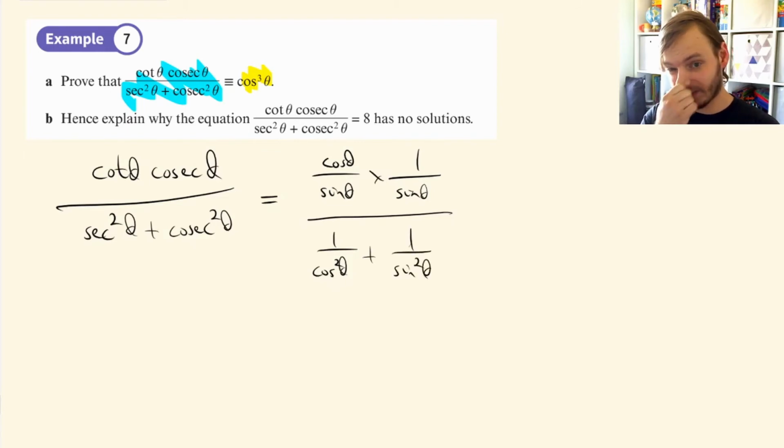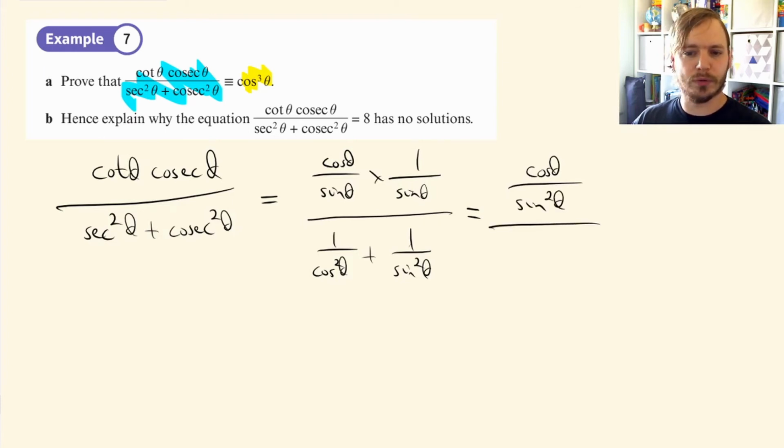Now, initially that doesn't look better. In fact, it's quite a mess. But we can do a bit more tidying up work here. So again, I've got in the denominator two fractions which I can just add together by finding a common denominator, and the numerator tidies up quite quickly. So let's just tidy the numerator first, because that ends up being cos theta over sine squared theta.